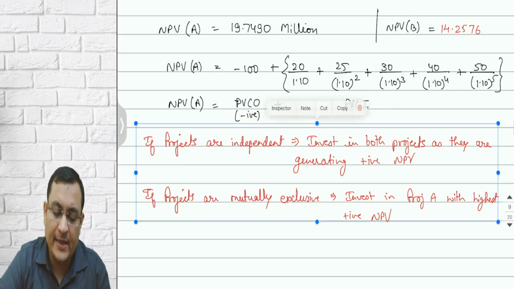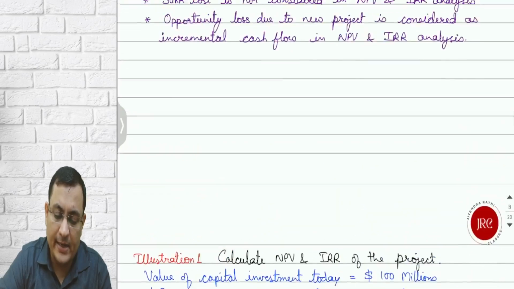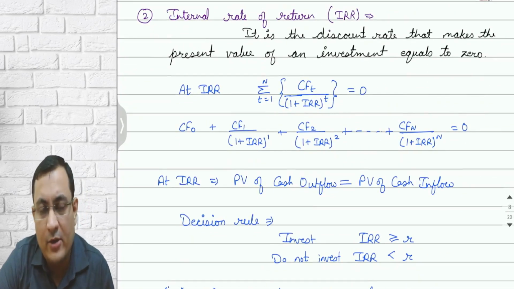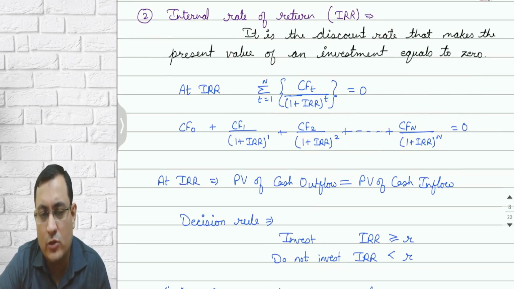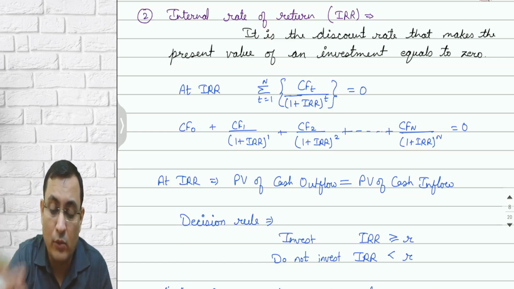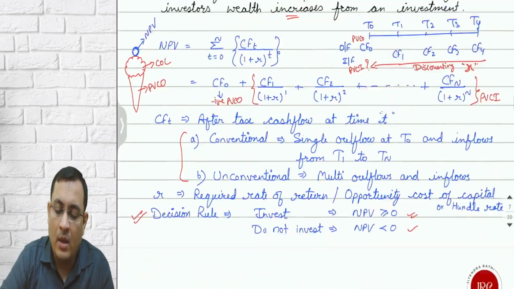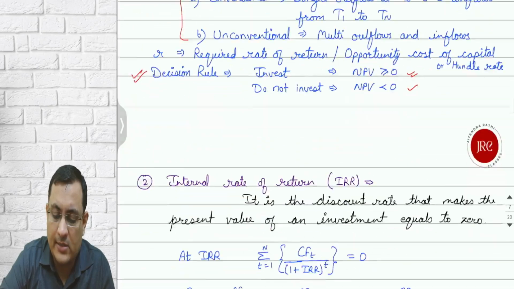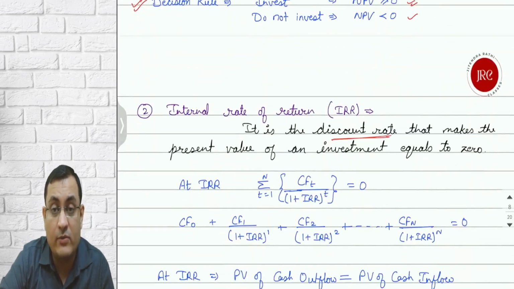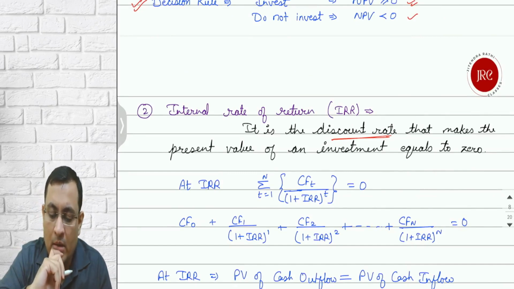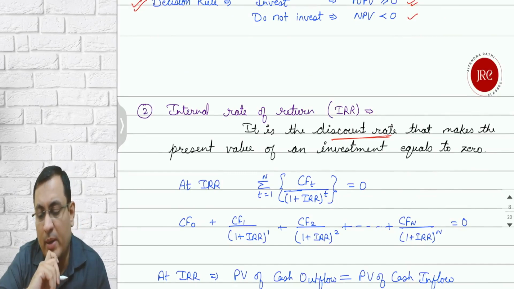So next technique, second technique, is IRR, internal rate of return. Again, a time value of money based technique, considering cash flows for discounting and considering the entire life of the project. So it is the discounting rate. So it is not an absolute term. NPV we were calculating in currency terms, and this we are going to calculate in terms of discounting rate. So here the rate is missing, that makes the present value of an investment equal to 0.